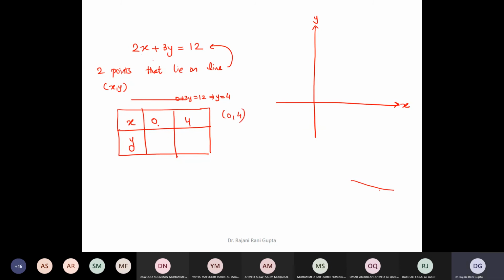It's not necessary that you use 0, you can use any value. The reason I have used 0 in place of x is that this term becomes 0 and it's easy for me to do the calculation. Okay.